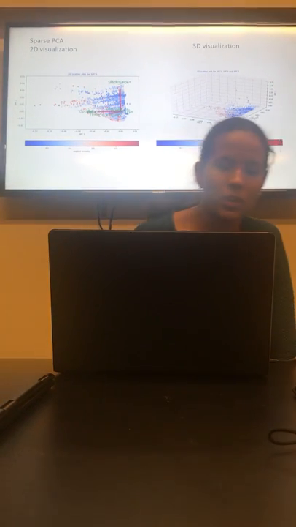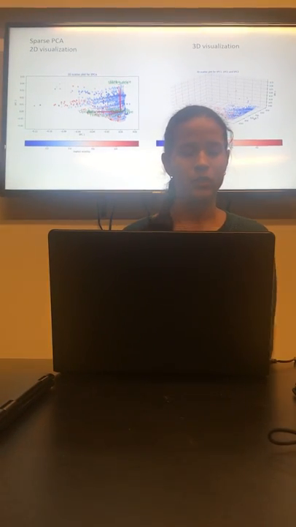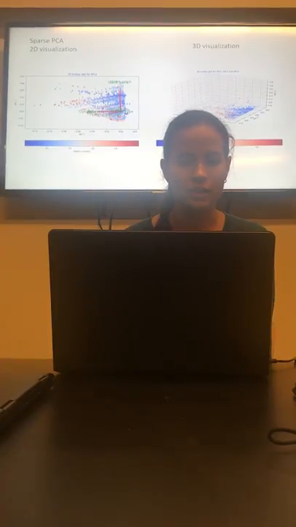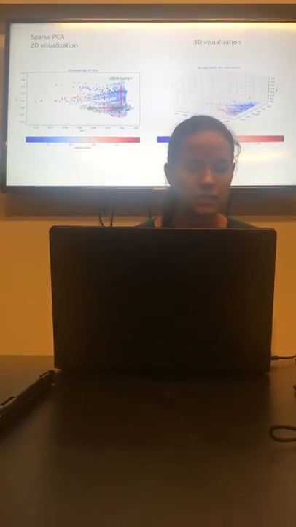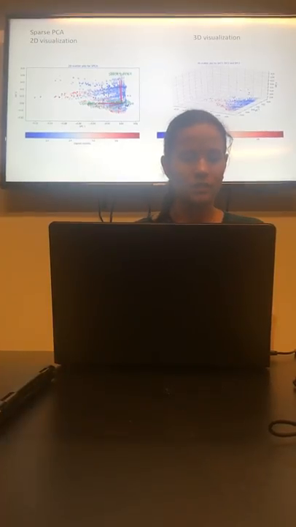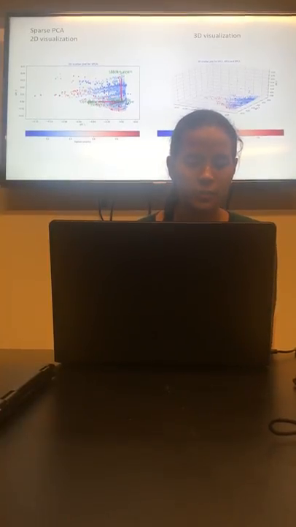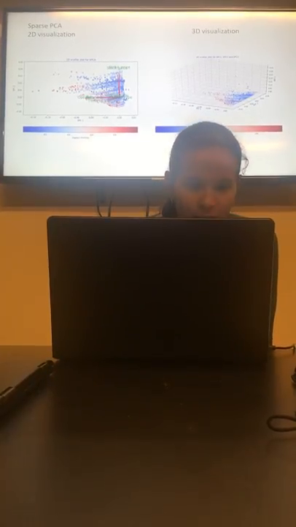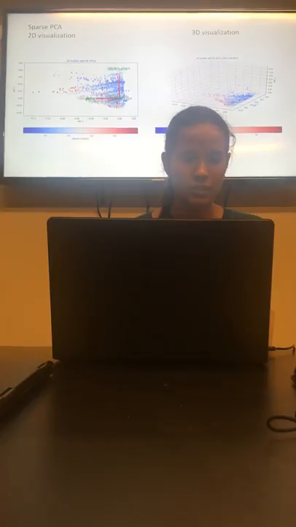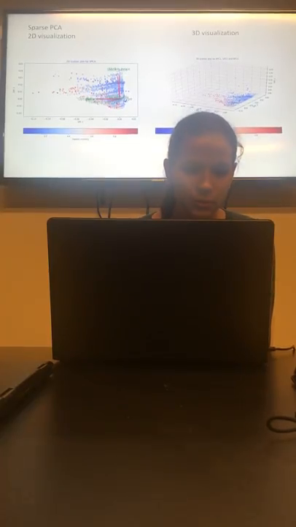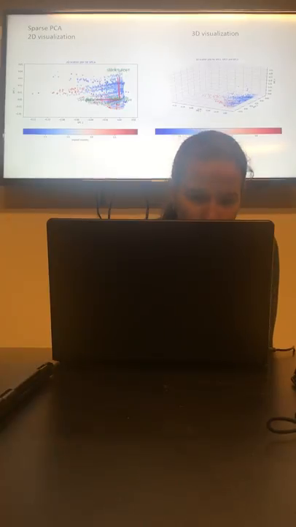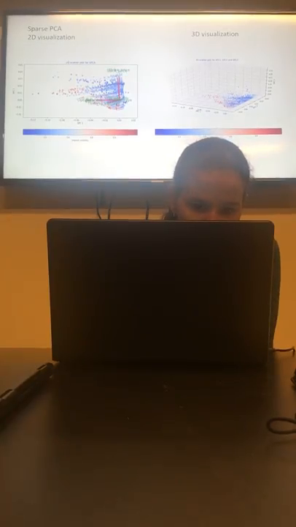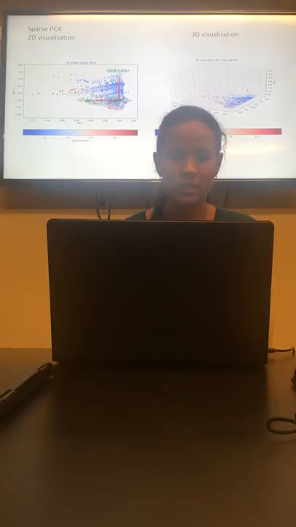Okay, so about this PCA, we see in the 2D visualization that with an increase in the second sparse PC, we have an increase in the strike price and in the stock price. And with an increase in the first sparse PC, we have an increase in the option price and time to maturity.